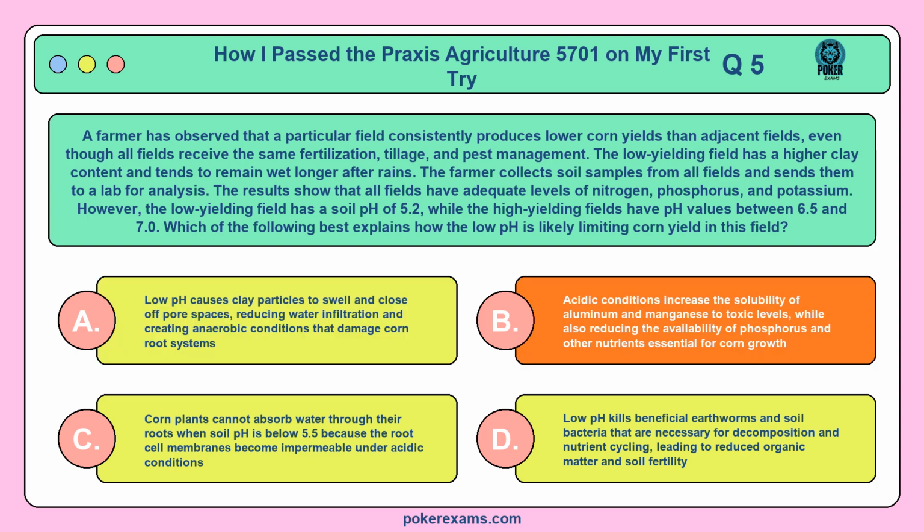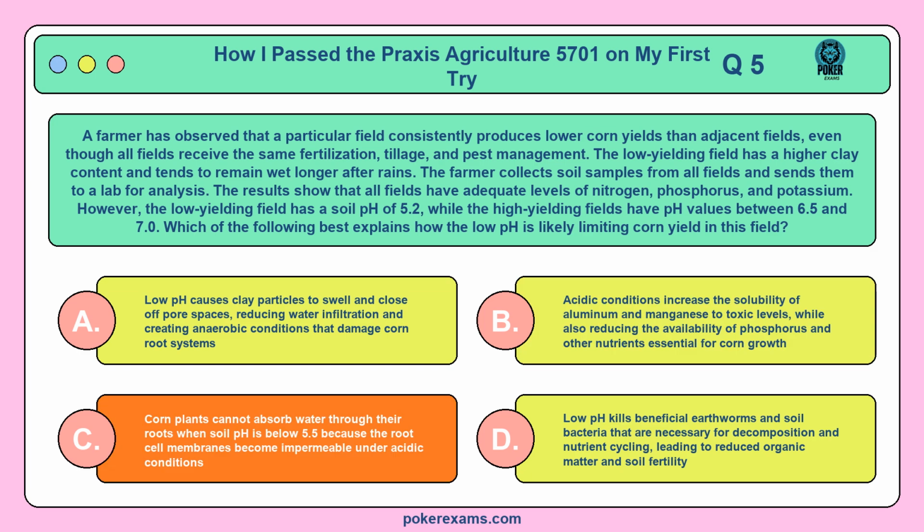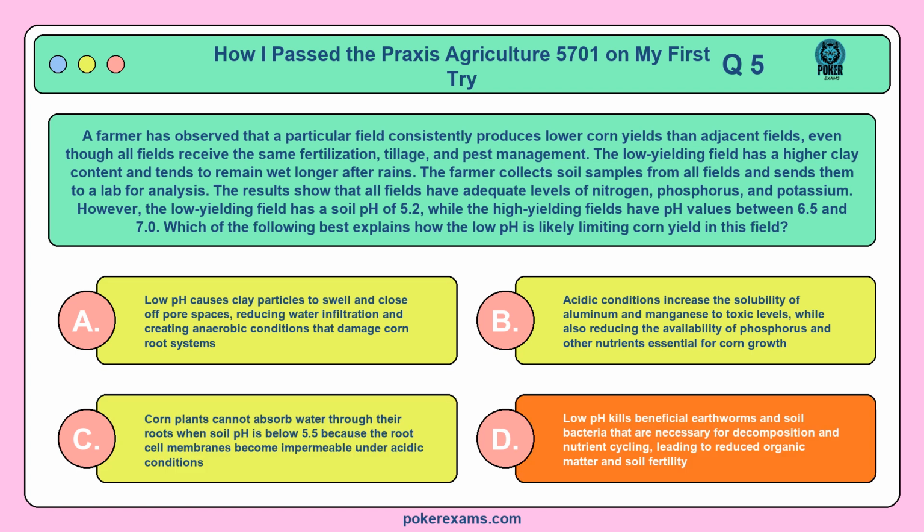B. Acidic conditions increase the solubility of aluminum and manganese to toxic levels, while also reducing the availability of phosphorus and other nutrients essential for corn growth. C. Corn plants cannot absorb water through their roots when soil pH is below 5.5, because the root cell membranes become impermeable under acidic conditions. Or D. Low pH kills beneficial earthworms and soil bacteria that are necessary for decomposition and nutrient cycling, leading to reduced organic matter and soil fertility.